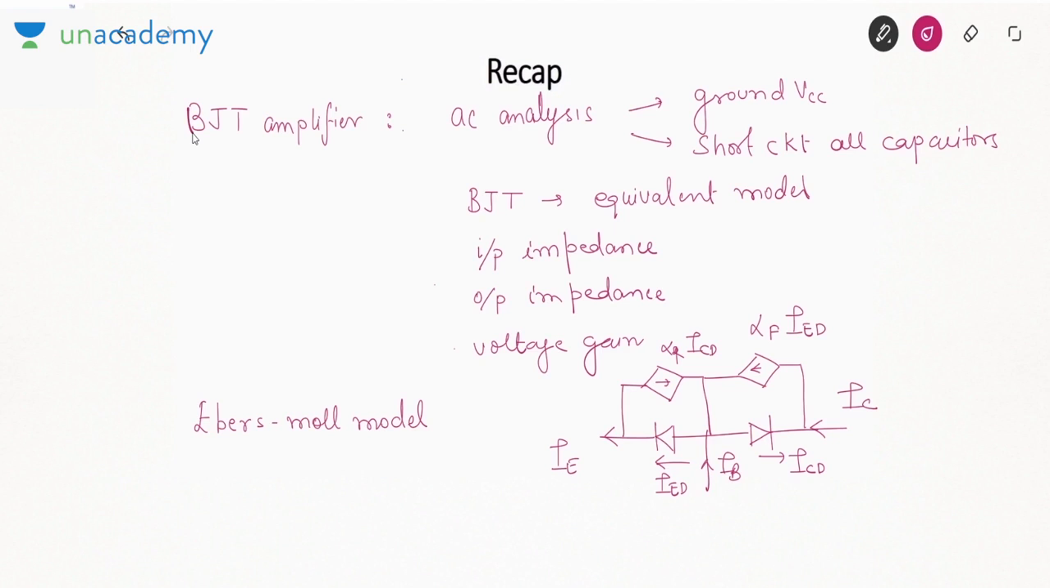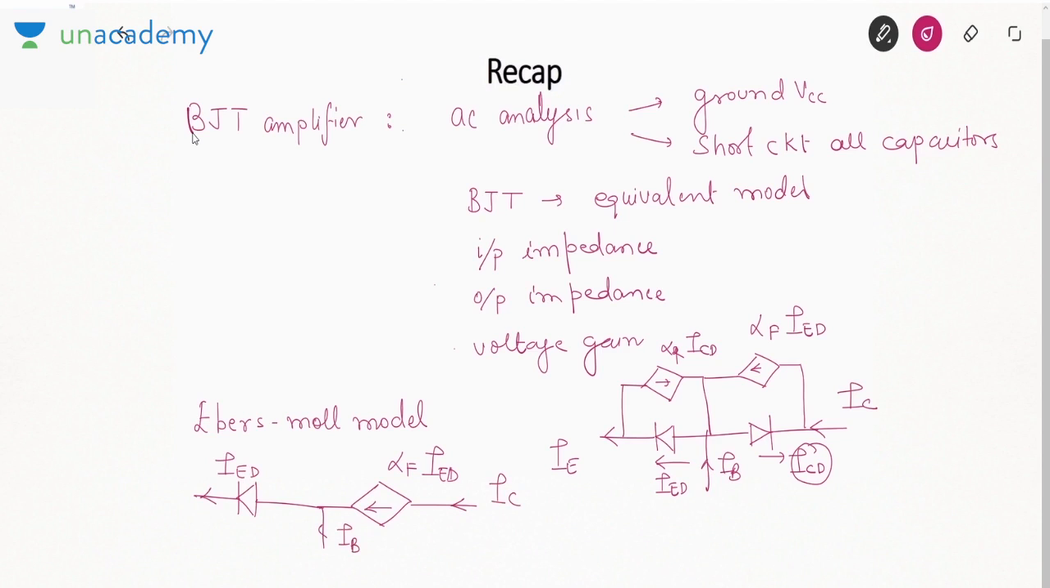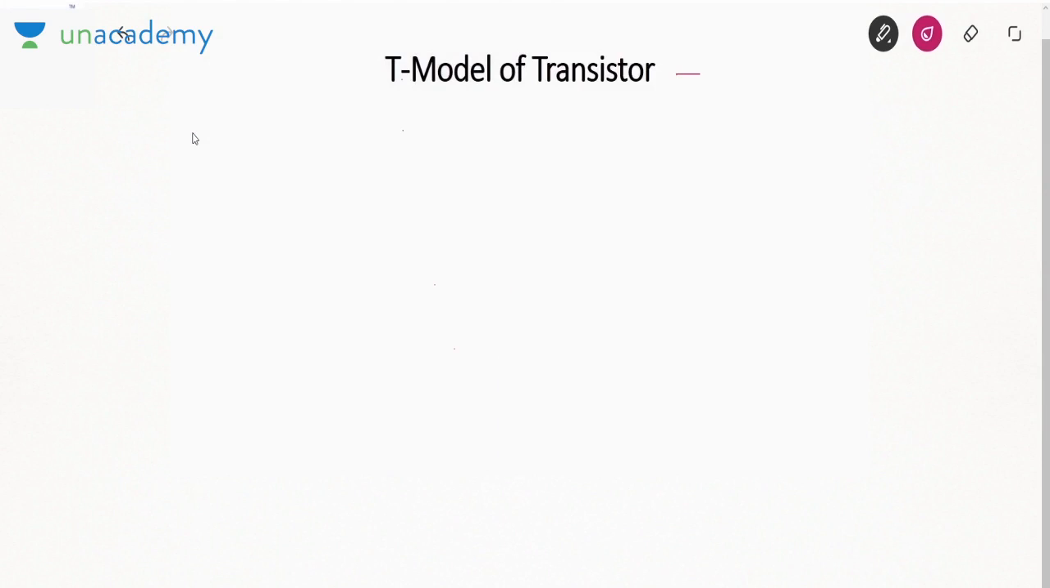From now on, whatever models we talk about, we'll only talk about active mode of operation because we want to implement BJT as an amplifier. In active mode of operation, emitter base junction is forward biased, so we show this diode, and collector base junction is reverse biased, so the diode is open circuited and ICD is 0. So there is only one current source, alpha F IED. This is IED, this is IC, this is IB. So in this lecture, we'll start with T model of a transistor.